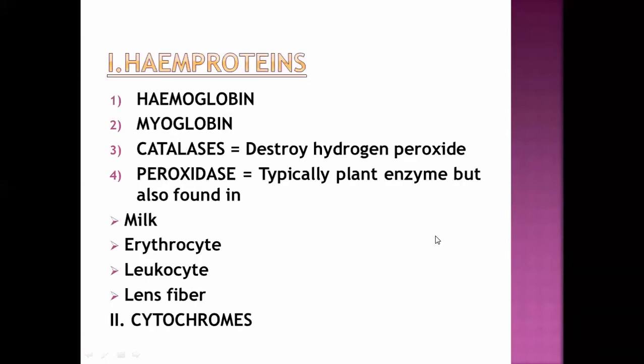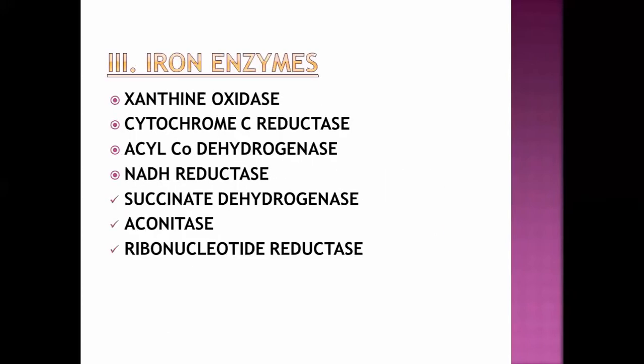Number two, that is the cytochromes. Number three, iron enzymes: enzymes which use iron as a cofactor, coenzyme. Those enzymes which are purely dependent upon the iron concentration. Write down these names because these enzyme names are important from your examination point of view. Which enzymes depend upon the copper, which upon the magnesium, which upon the zinc, and which enzymes depend upon the iron.